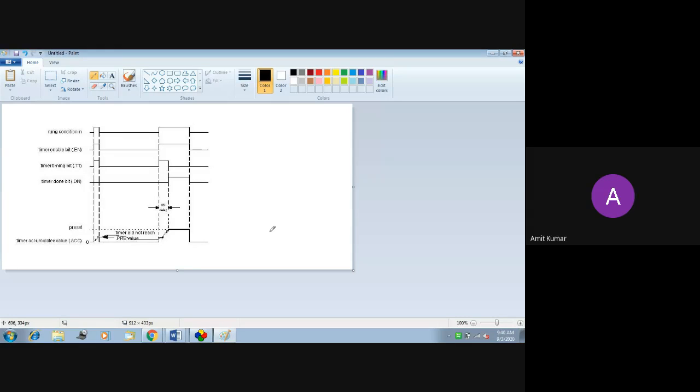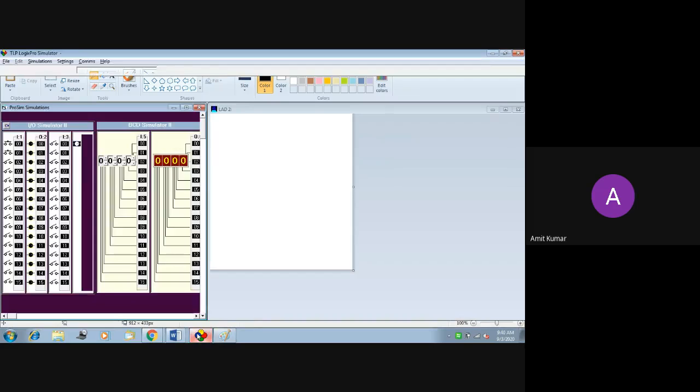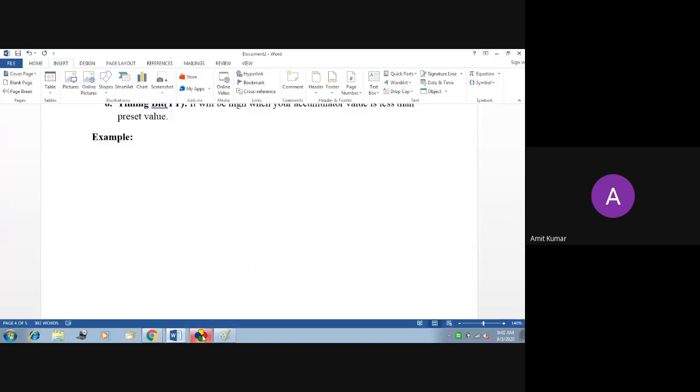So that is the difference. So just a minute. So this is the difference between your retentive timer and on timer. So now we move to the last timer, which is off timer.